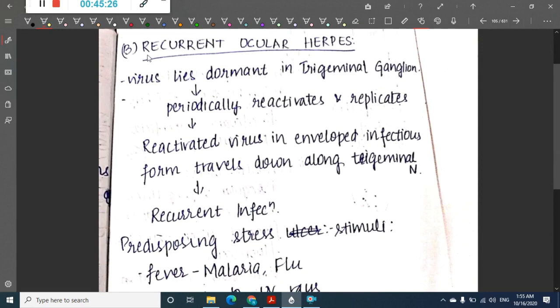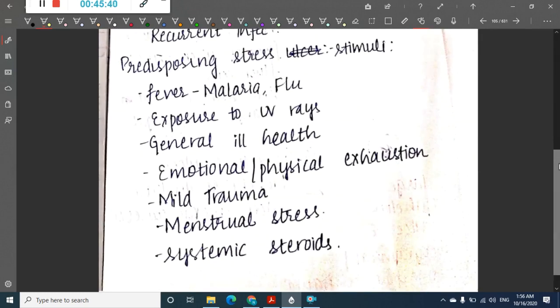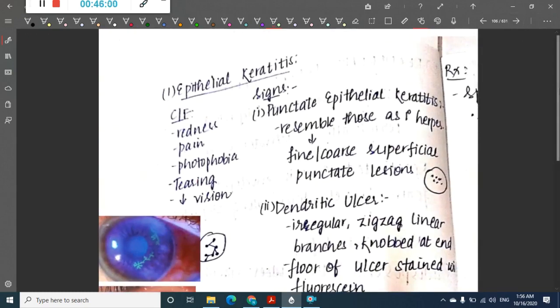So there can also be recurrent herpes. Why is there a recurrence in herpes? Actually the virus lies dormant in the trigeminal ganglion. So periodically it reactivates and causes recurrent herpes infection. The recurrent herpes infection can occur due to anything. It can occur due to fever or exposure to UV light, general ill health, or emotional or physiological exhaustion, or it can occur due to mild trauma, menstrual stress, or systemic steroids. Anything can result in this corneal recurrent herpes simplex.